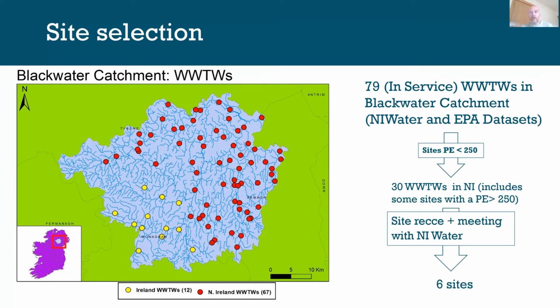And because we had already secured a site in Donegal, we were looking for a site now in Northern Ireland. So of the 79 sites in the Blackwater catchment, there are 30 wastewater treatment works in Northern Ireland that have a population equivalent of less than 250 people. Following a site recce and consultation with our colleagues in Northern Ireland Water, we identified 6 potential sites in the Blackwater catchment that were suitable for our project.